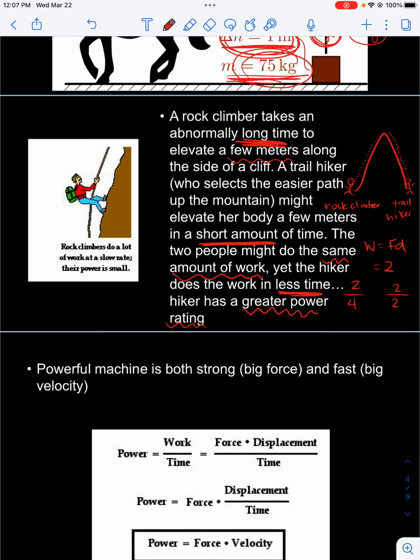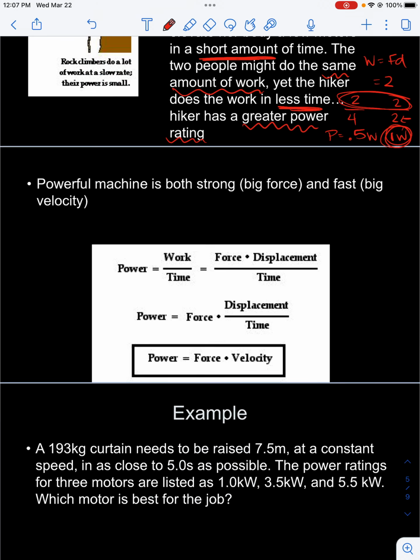So the rock climber had a power output of 0.5, while the trail hiker had a power output of 1. Even though they did the same amount of work, the trail hiker did it in a shorter amount of time, so she had more power, that 1 watt.